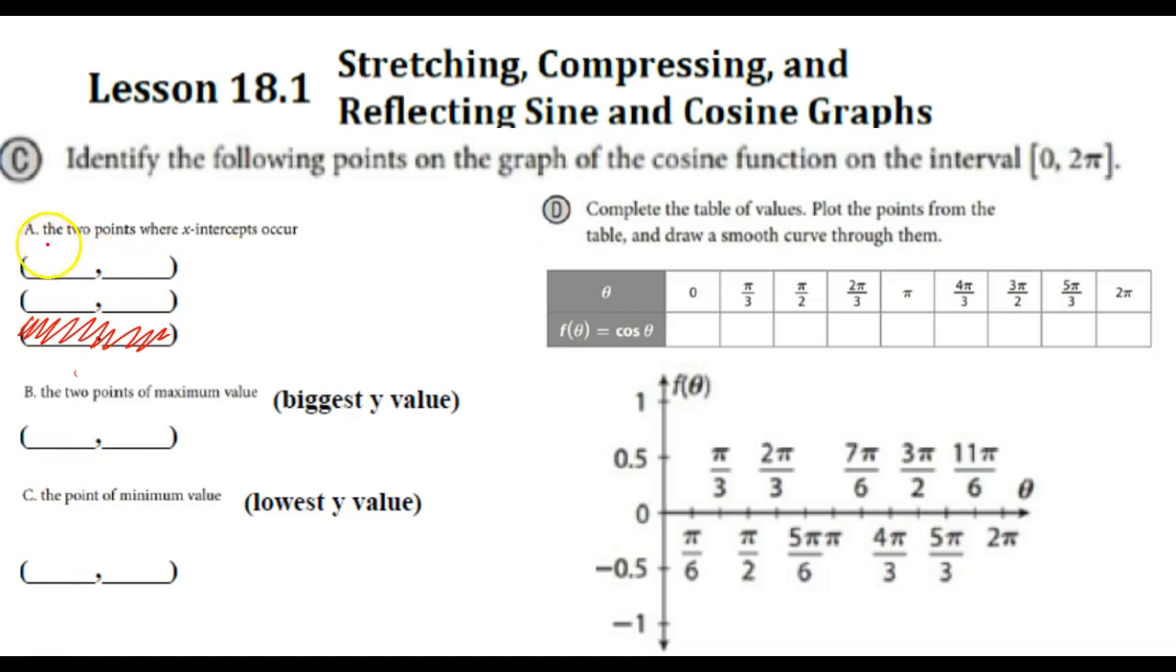And those two x-intercepts were pi over 2, 0, and 3 pi over 2, 0. For this one, that would be for our maximum value, 0, 1. And actually, it happens again at 2 pi, 1. Whereas our lowest value only happens once at pi, negative 1.